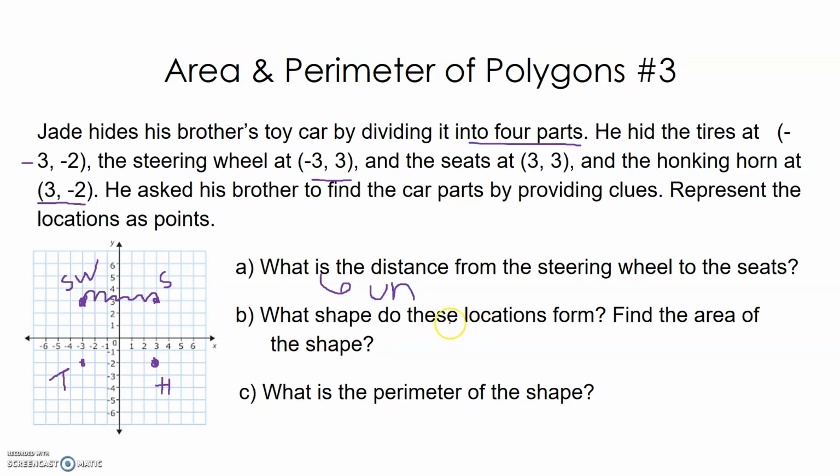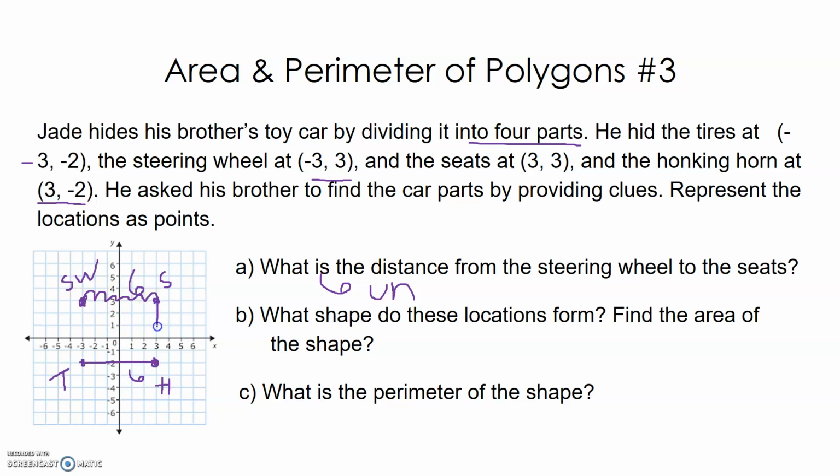All right, what shape do these locations form? Find the area of the shape. So in order to determine what shape this is, I'm going to have to find a different side. So if I look at steering wheel to seats, that distance was 6. That means that from the tires to the horn, that should also be 6.